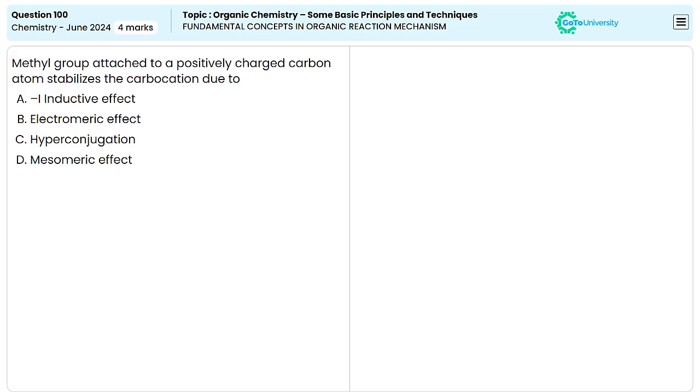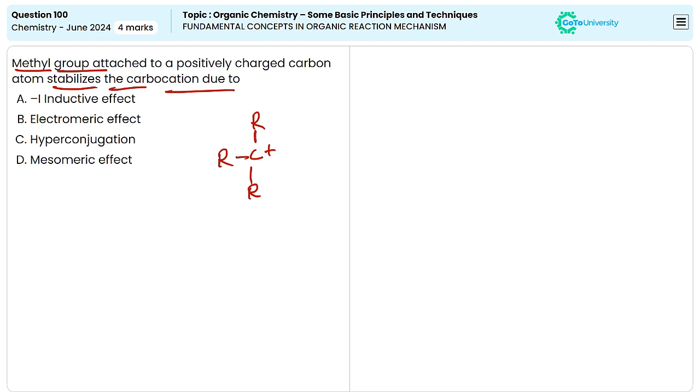In this question, you have been asked to identify the effect which is responsible for the stability of a carbocation which contains a methyl group. Before that, we have to know what is a carbocation. A carbocation contains three substituent groups along with one positive charge on the carbon atom.